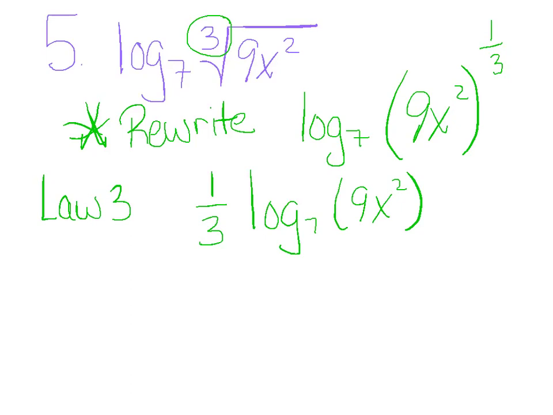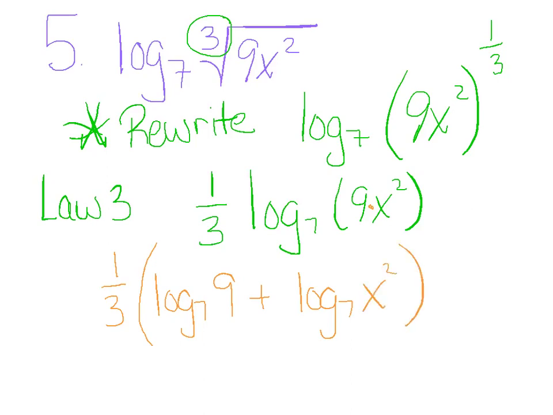And I'm going to ask myself, do I have any other properties in place? Do I have multiplication or division? Well, again, just read it out loud. It says 9 times x squared. So I can break that up with addition. Now notice, it's 1/3 times all of that, so I'm going to leave my 1/3 outside. And I'm going to get log base 7 of 9 plus log base 7 of x squared. And again, I need parentheses around all of that because it's 1/3 times that quantity.